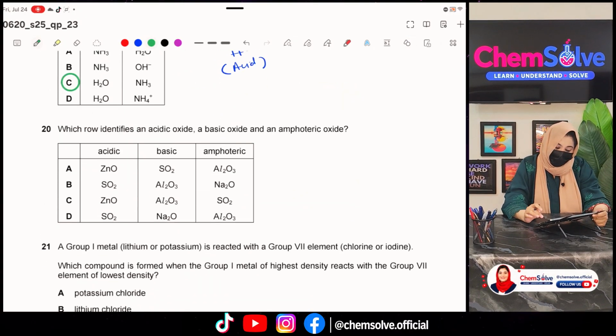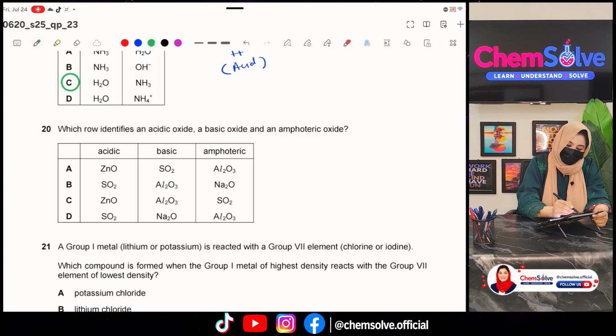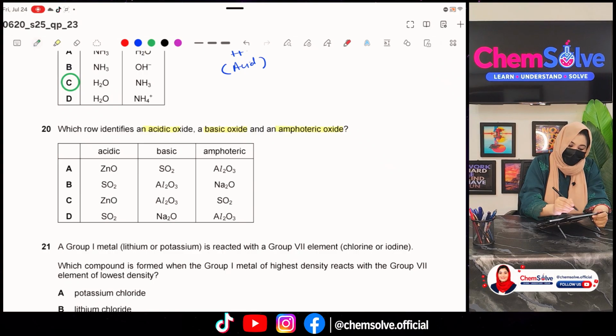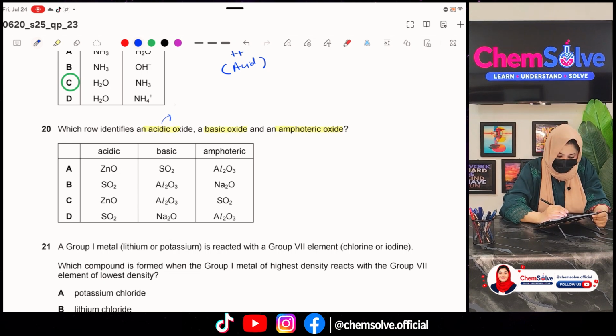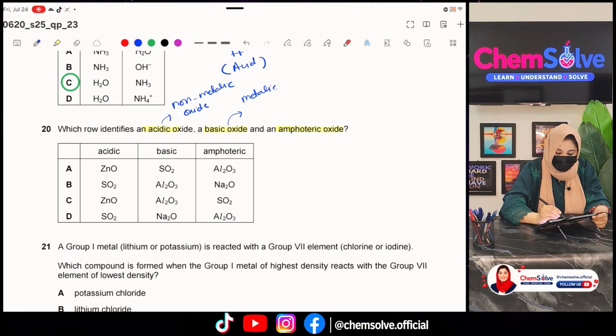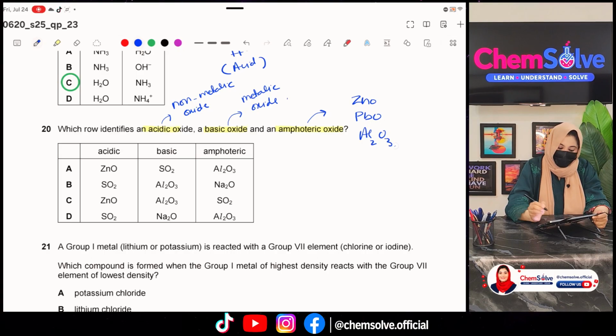Now look at question number 20. Which row identifies the acidic oxide, basic oxide, and amphoteric oxide? Always remember, acidic oxides are non-metallic oxides. Basic oxides are metallic oxides. And for amphoteric oxides, you have to remember zinc oxide, lead oxide, aluminium oxide.